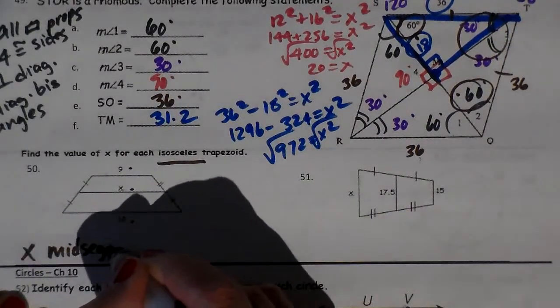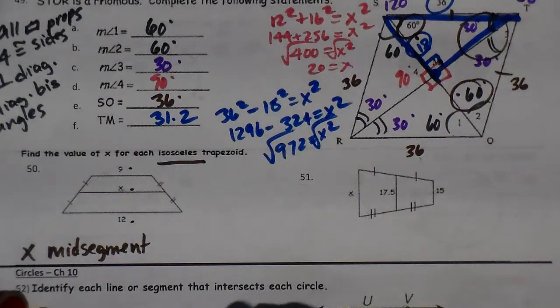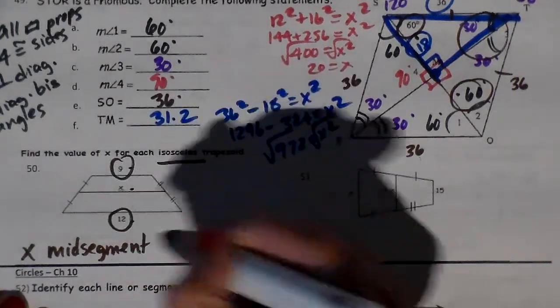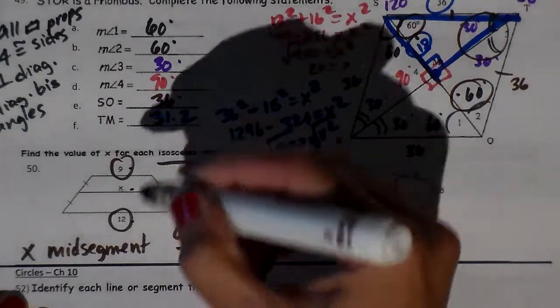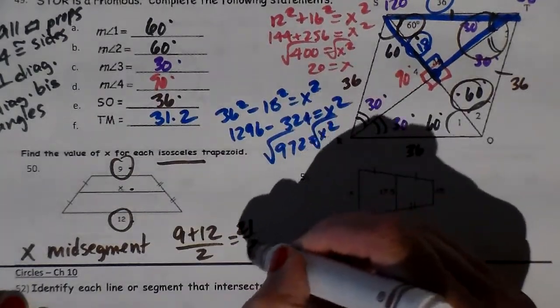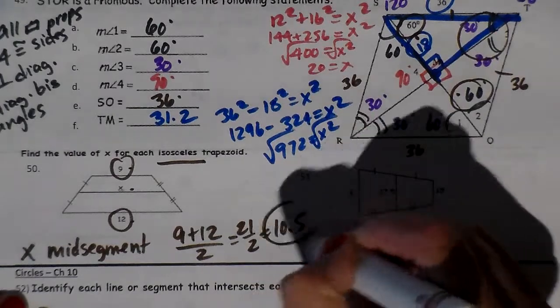And remember, the mid-segment of the trapezoid is just the average of the 2 bases. So I have 9 and 12. So x is basically going to be 9 plus 12 divided by 2. Add the 2 bases divided by 2. So 21 over 2 is 10.5.